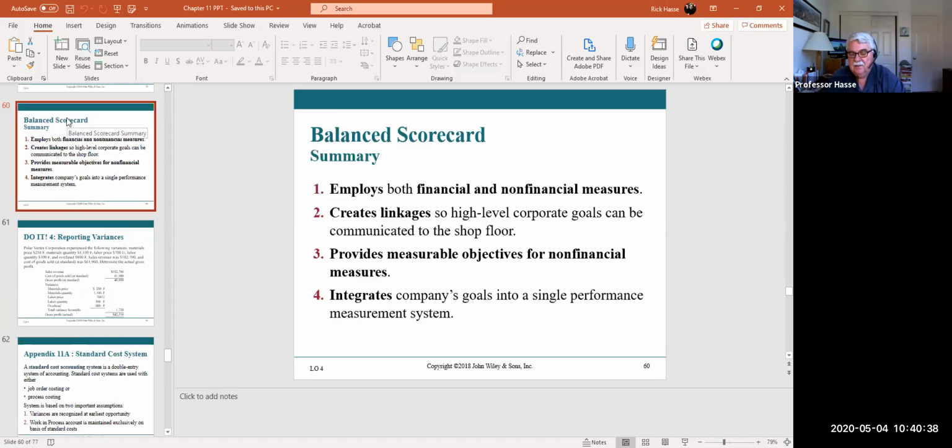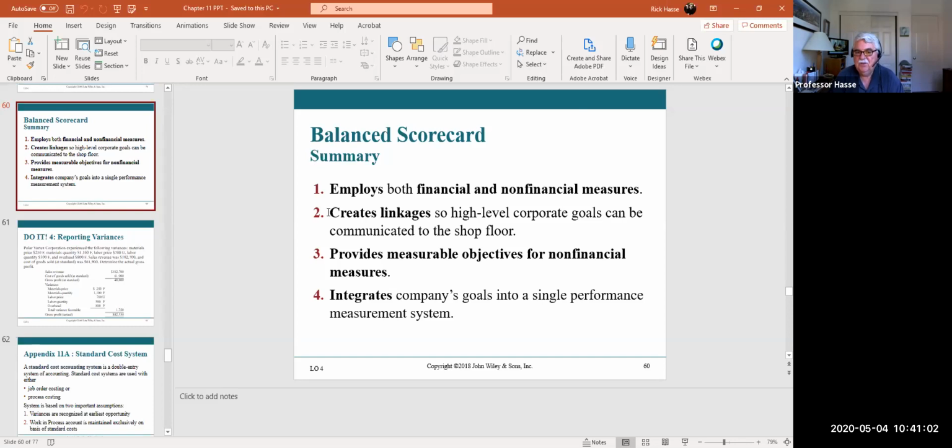Balanced scorecard, this is what the video said for Southwest Airlines. Balanced scorecard provides financial and non-financial measures. It creates linkages between high corporate goals and the people who manage underneath those high-level areas of making sure the company is running efficiently, like you and I.